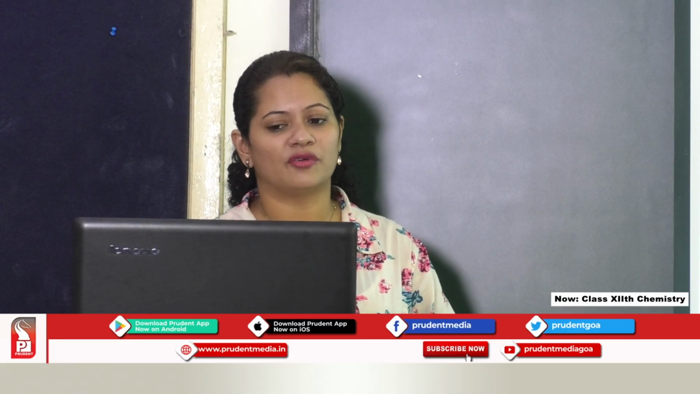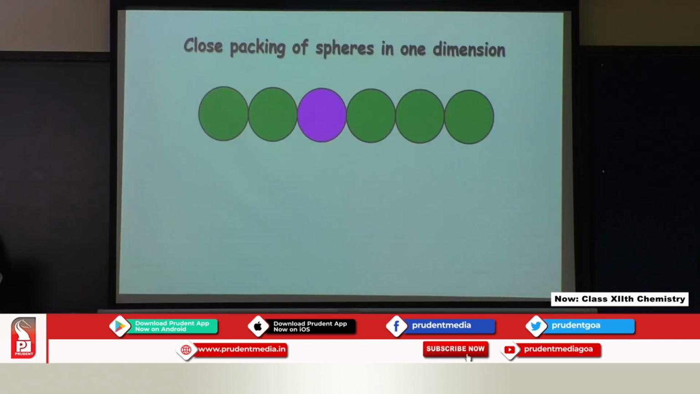Considering any one of these atoms, let us say for example the one which is highlighted in purple, we can now determine the coordination number, which is nothing but the number of atoms which are touching this particular atom. It is easy to understand from the figure that the coordination number of each atom in this type of arrangement is 2.